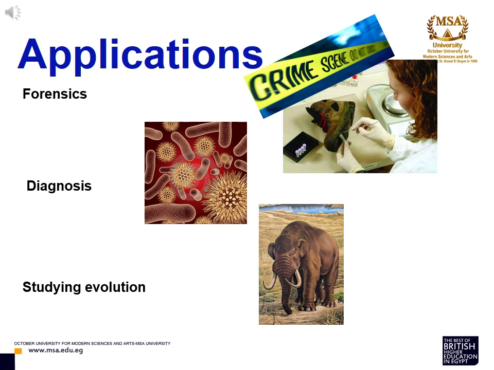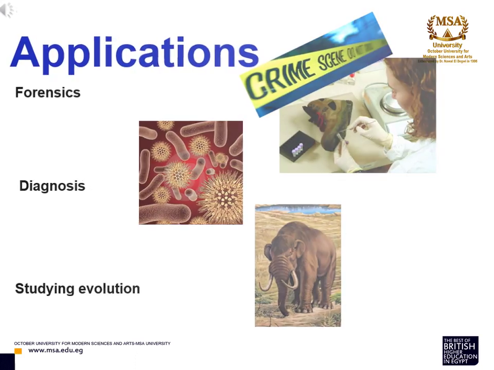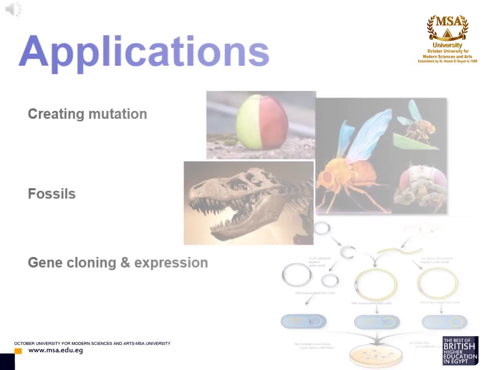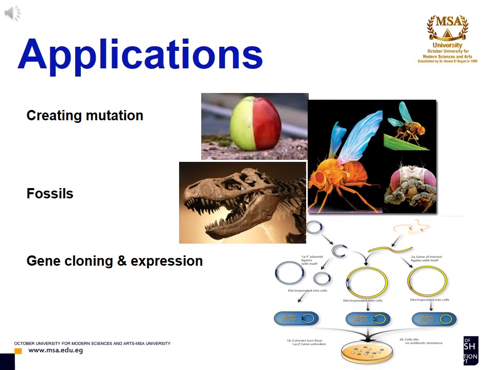Applications of PCR can be used in many fields. It can be used in forensics to solve crimes, in diagnosis of many diseases, in studying evolution of races, as well as creating mutations, in studying of fossils across geological time, and for gene cloning and expression.